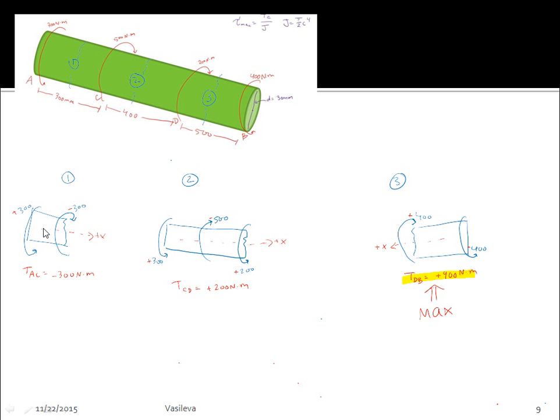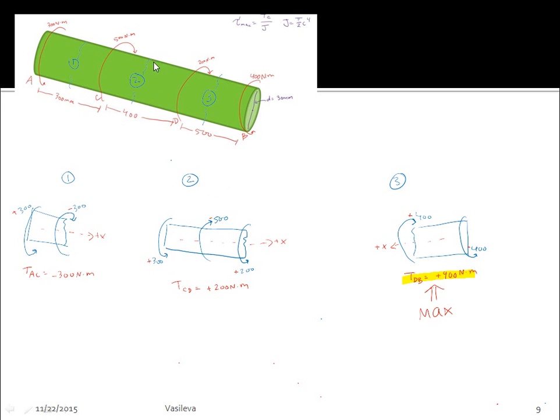So if we draw a convention where anything going this way is the positive x-axis, and then we do our right hand rule so that we curl our fingers and point our thumb in the positive x direction, then our curled fingers are going to end up going along with this 300. That means that this 300 is positive while this one is negative. So our TAC is going to be negative 300.